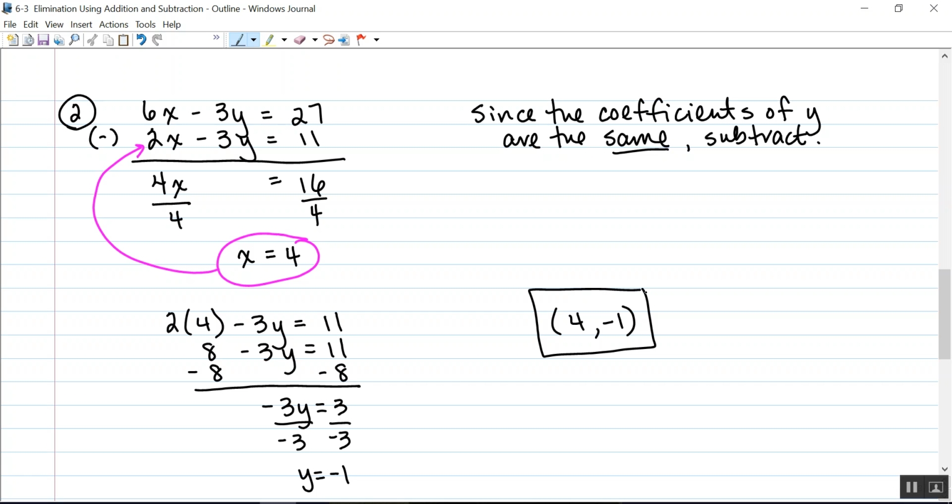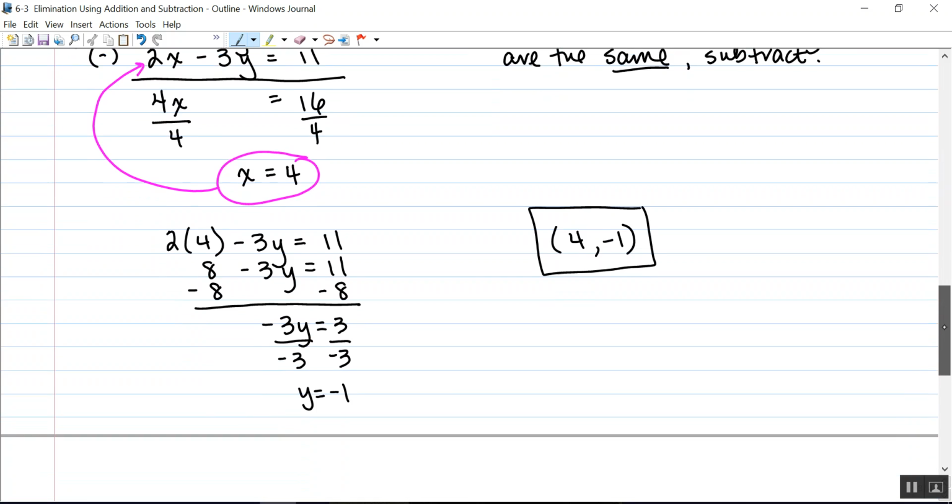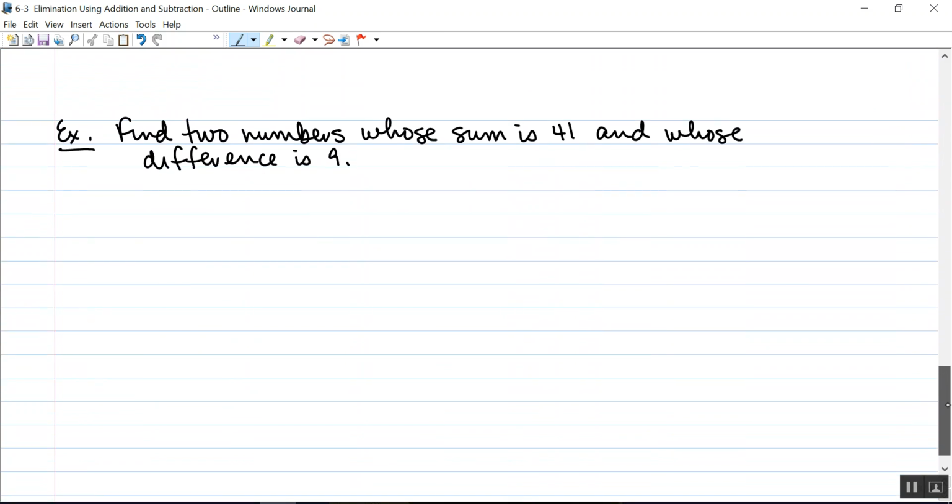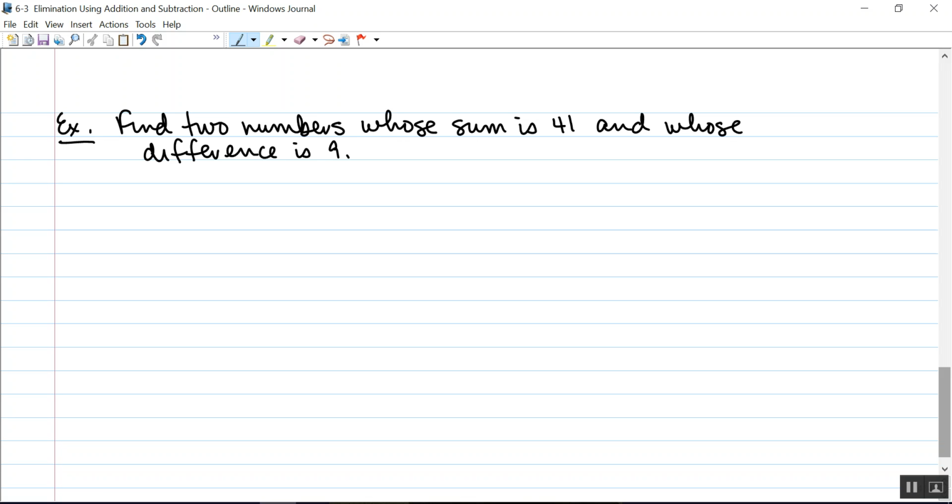In this example, we saw that if the coefficients of one of the variables were the same, we could subtract to eliminate that variable. And my last example here is a word problem. It says find two numbers whose sum is 41 and whose difference is 9. And as always with a word problem, we need to define our variables. We need to write let statements. Okay, so I'm going to say let x equal the first number and let y equal the second number.